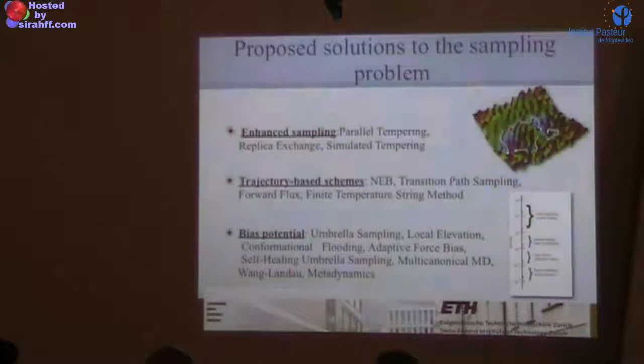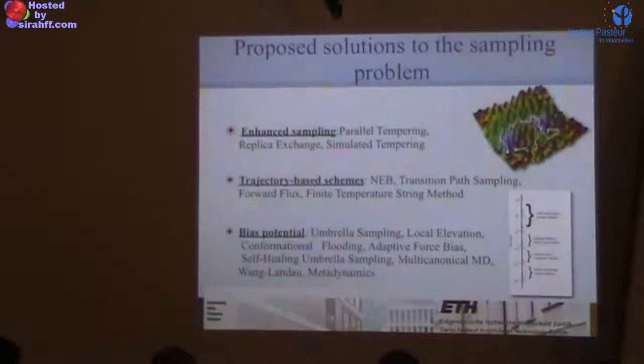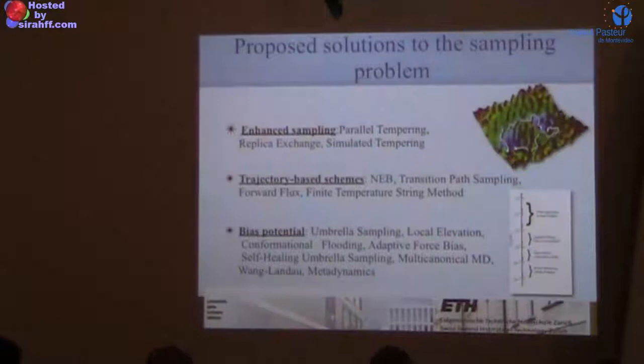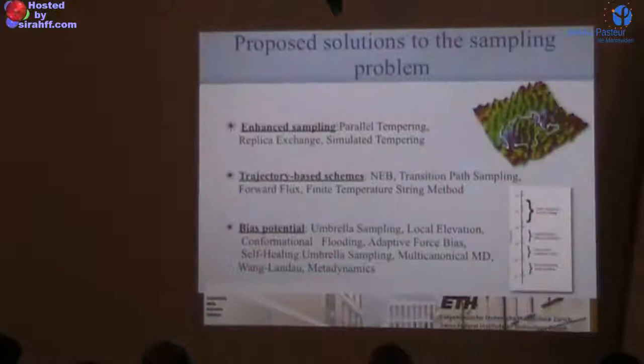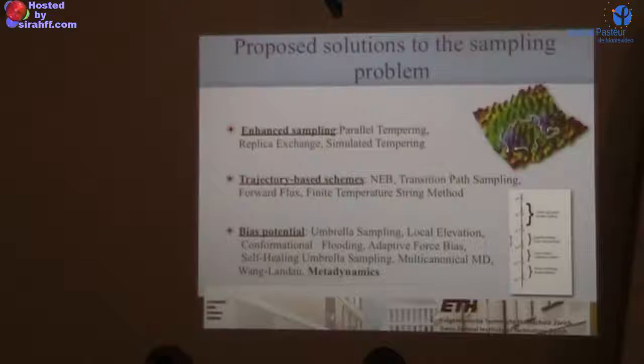The final class of methods is based on bias potential. Again, you know about umbrella sampling. The idea is to build a potential that compensates all the asperities in this potential energy surface, flattening it so that it makes it easy to go from one minimum to the other. The particular variant of this method, which I've been working on for the last decade, is called metadynamics. It will be the focus of our lectures.